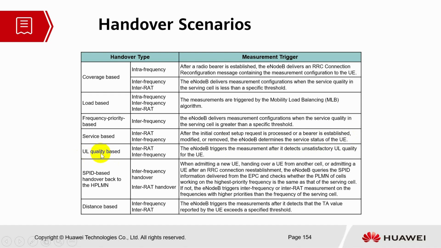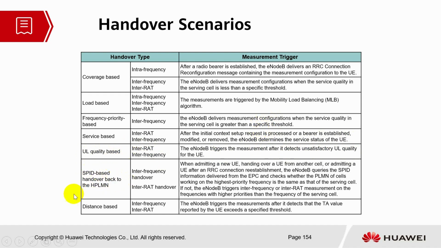Uplink quality-based handover is applicable for inter-RAT and inter-frequency. The eNodeB triggers the measurement after it detects unsatisfactory uplink quality. This is based on the uplink quality from the UE. Then the handover will happen.